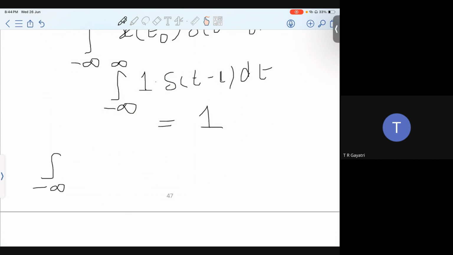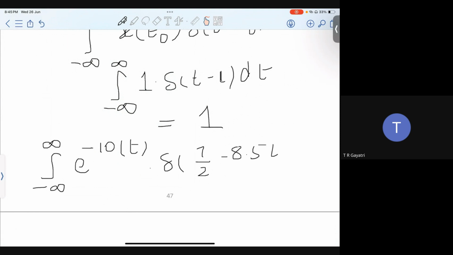So suppose you have the integral from minus infinity to infinity of e power minus 10 times t times del of 7/2 minus 8.5 t dt. Okay. Now, can someone tell what happens to this? Yeah, this is confusing, right?